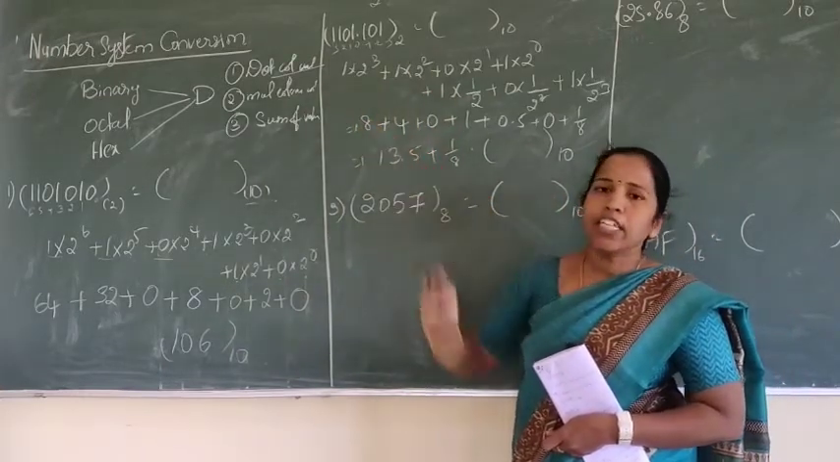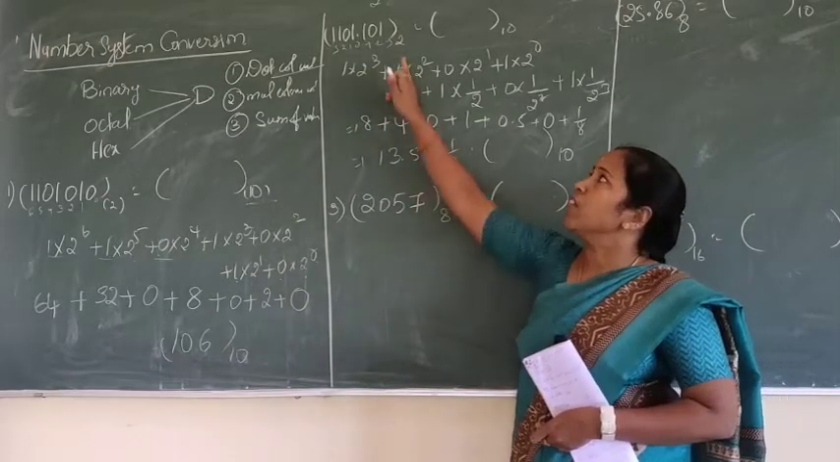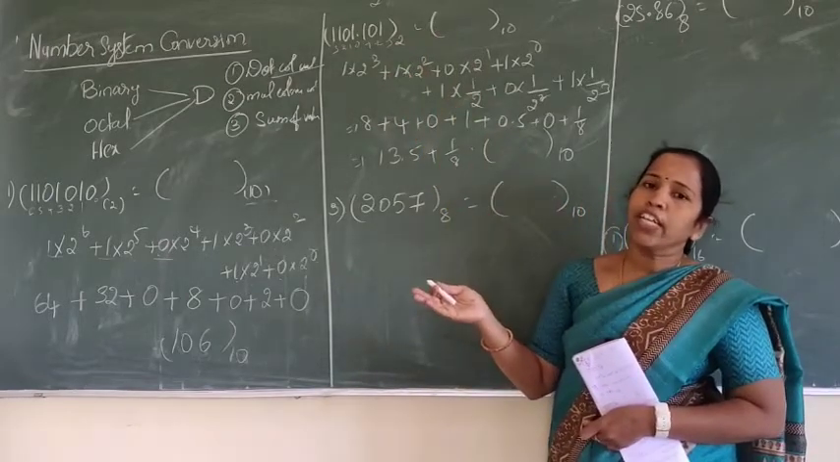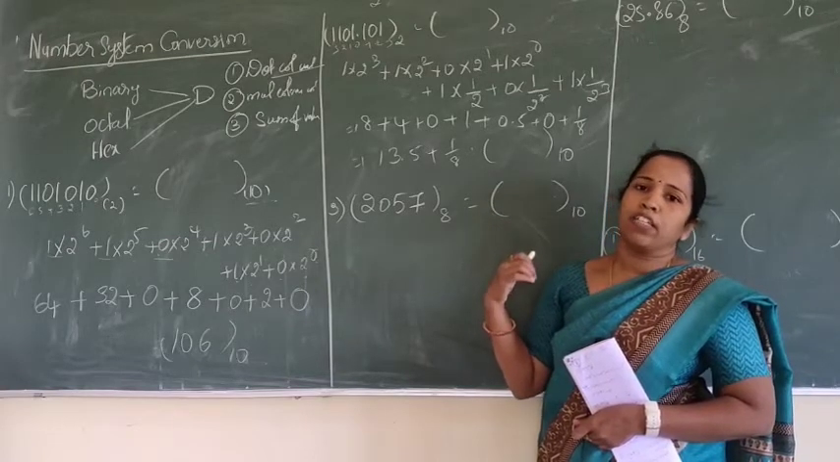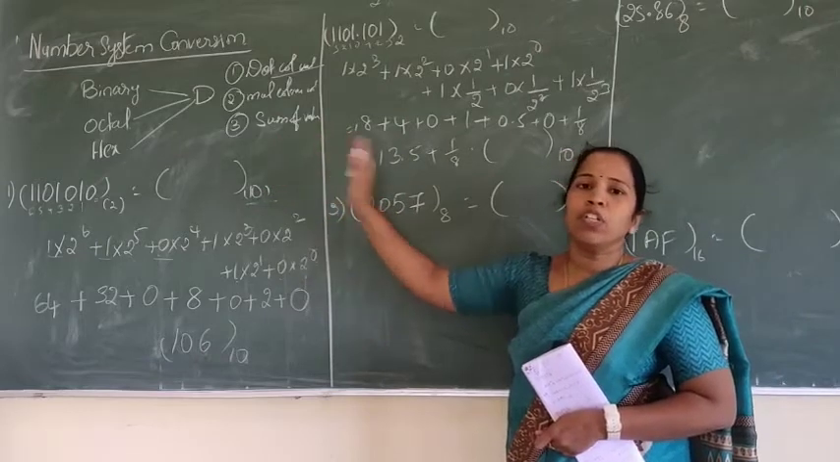When you are taking the integer part, you have to multiply the given column values by positive powers of the given base value. And after the decimal point, you are taking negative powers, that is -1, -2, -3. So like this, the first conversion, binary to decimal, we have done.